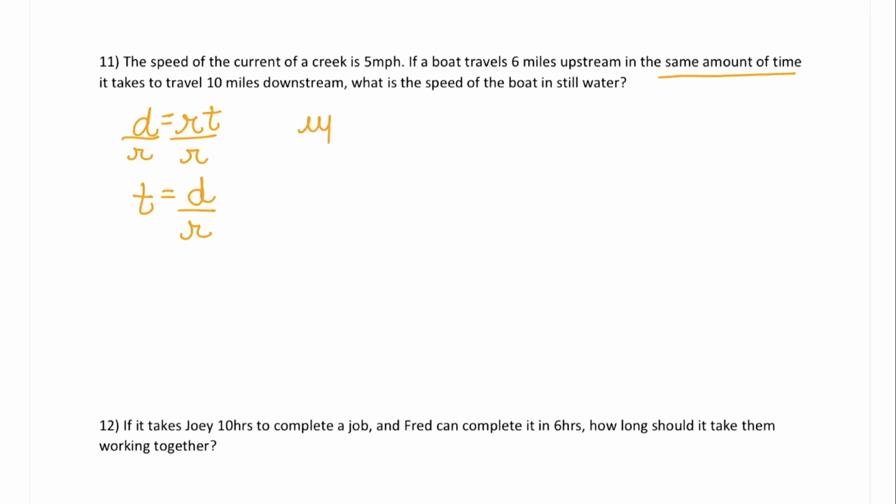The upstream speed is going to be slower because that's going against the current. So upstream is going to be the rate minus 5. Similarly, downstream is going to be faster because it's going with the current. So that's going to be R plus 5. It's going to go much faster there.